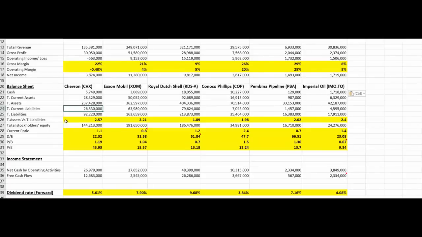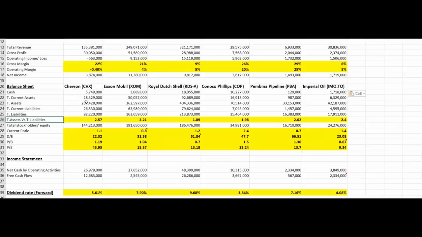So let's move on to the total liabilities. This is the short plus long-term liabilities, and that's around 92 billion for Chevron, 163 billion for ExxonMobil, 213 billion for Royal Dutch, ConocoPhillips 35 billion, Pembina Pipeline 16 billion, and Imperial Oil 17 billion. Now, don't just get affected by the numbers, because at the end you have to see the ratio, which we will see right now. And this ratio, total assets versus total liabilities, will tell us if the companies can survive or not. So it's really good to see these numbers for all the companies.